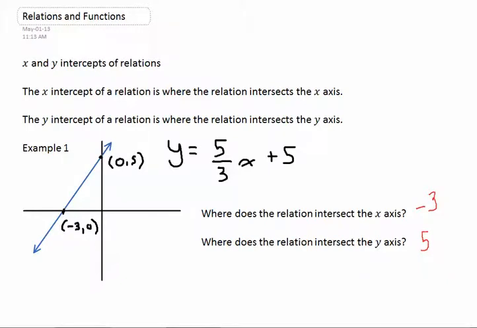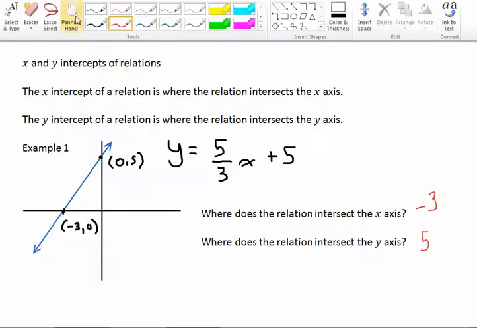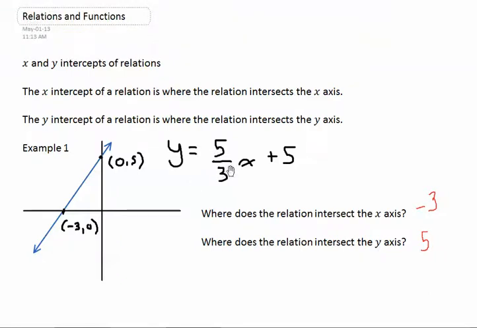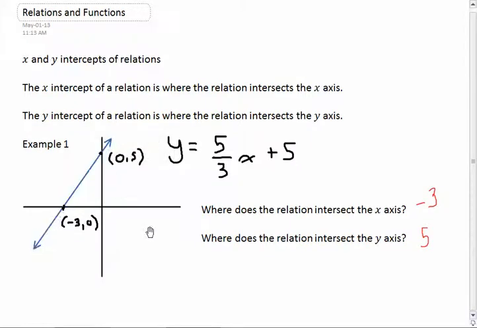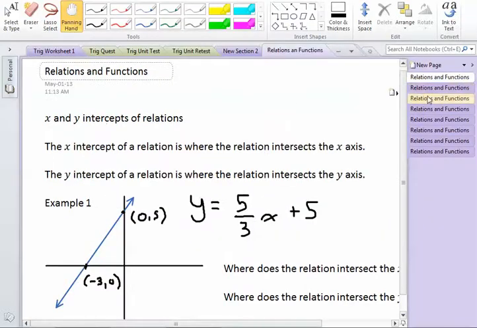So in this case here, this equation, y is equal to 5/3x plus 5, is exactly this function here. So what we're going to take a look at next is, what if I didn't have this graph? What if I only had the equation? How could I figure out what the x and y intercepts are? So let's take a look at that.